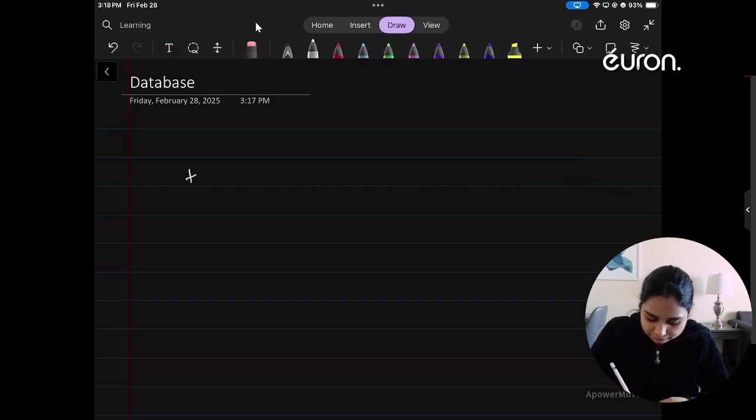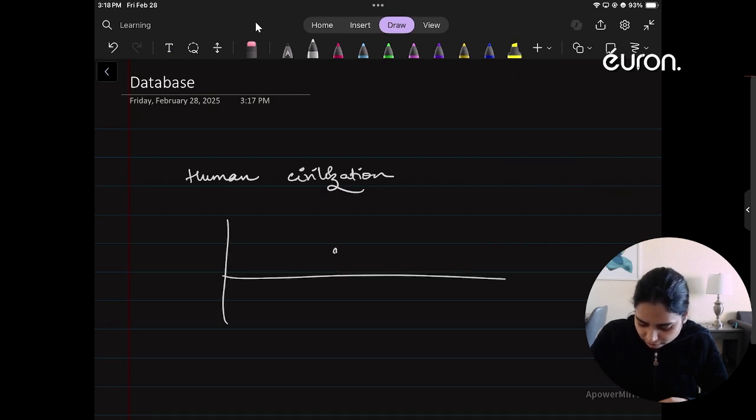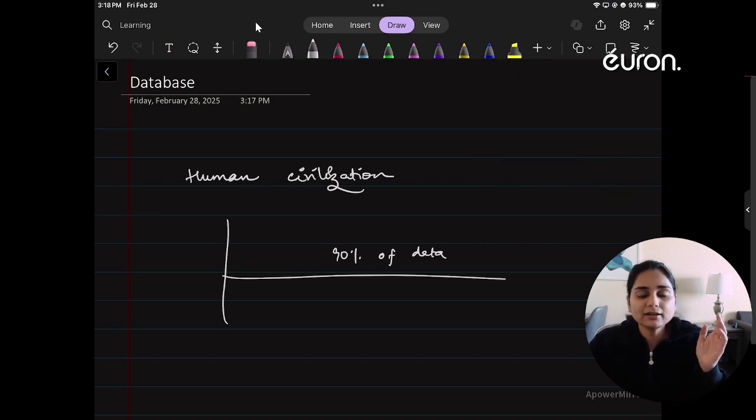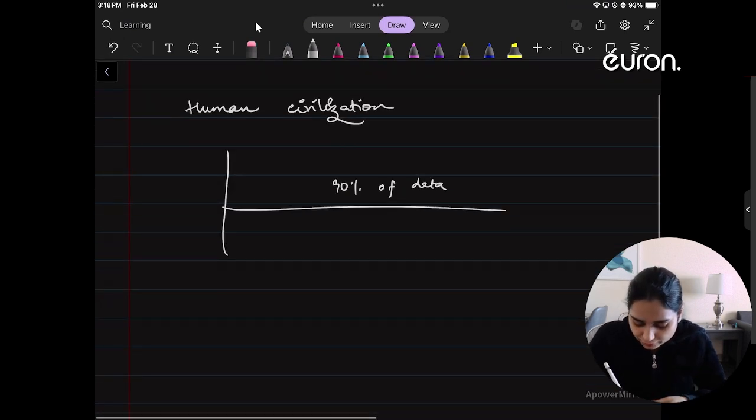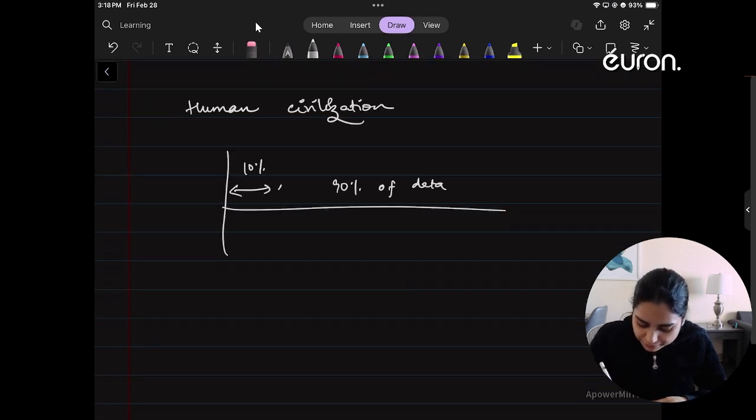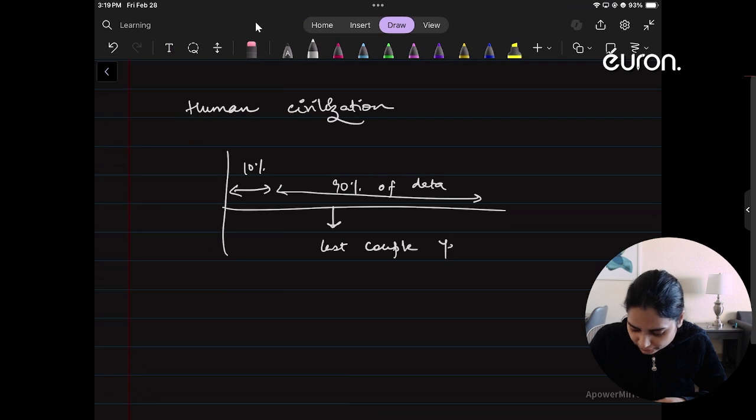When we look back at history, it is remarkable to consider that 90% of the data in existence today, if you talk about the time period from the beginning of human civilization, initially it was just 10%. The remaining 90% has been generated in the last couple of years only.